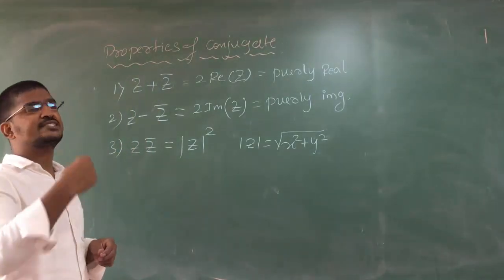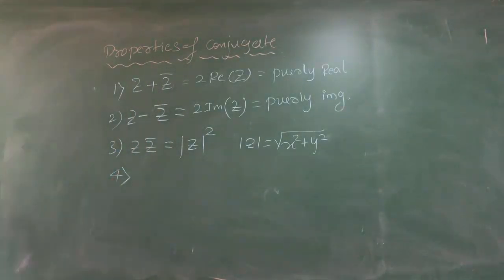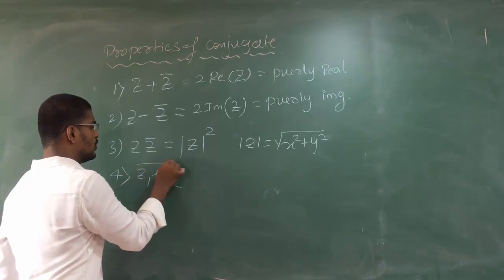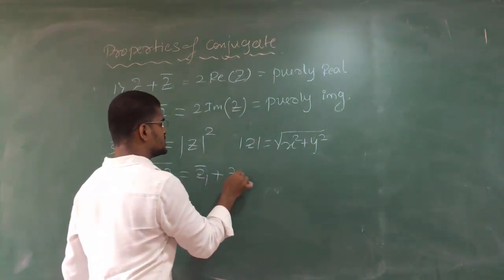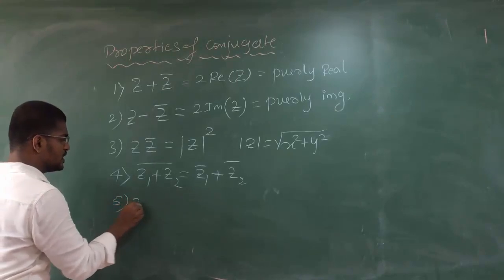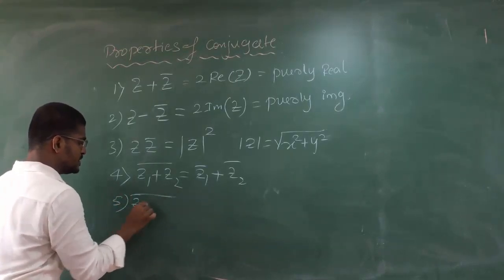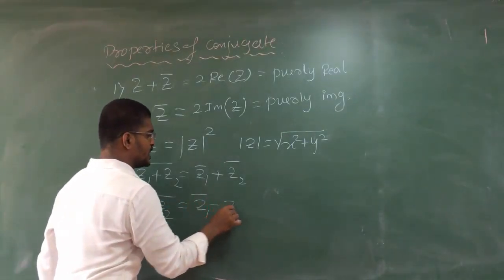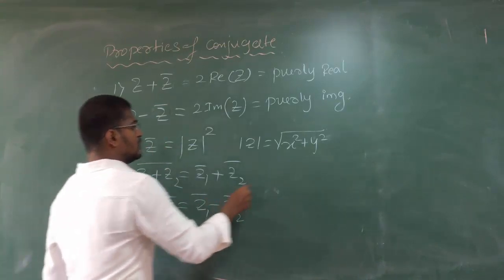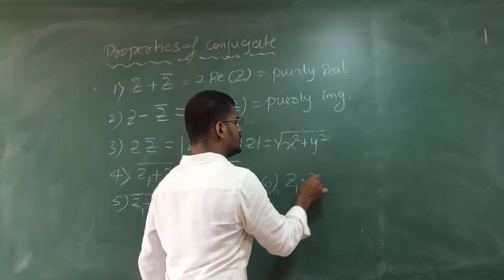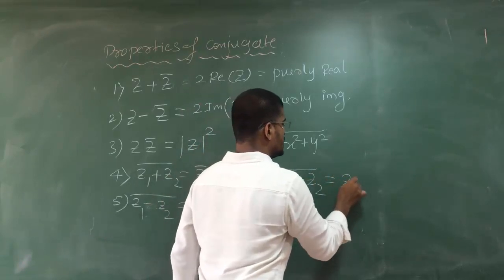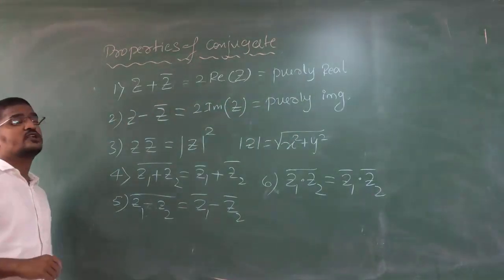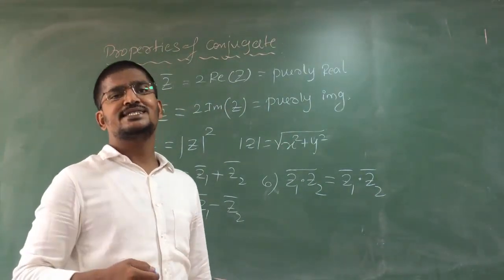And now let us move to the next important properties. The next property is z1 plus z2 whole bar is written as z1 bar plus z2 bar. Fifth one, z1 plus or minus z2 can be written as z1 bar plus or minus z2 bar. Sixth one, z1 into z2 can be written as z1 bar into z2 bar. So these are some important properties of the conjugate of any complex number.